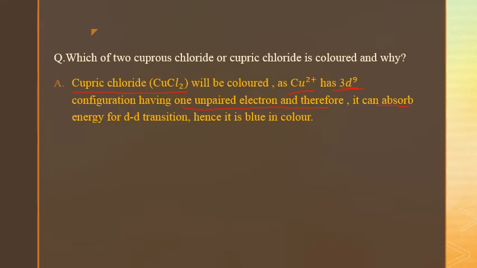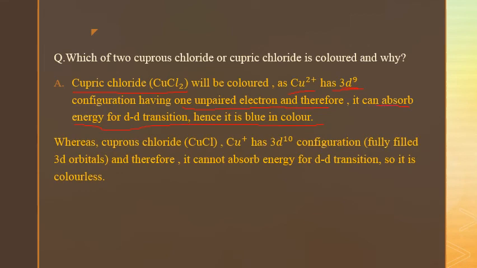it can absorb energy for d-d transition, hence it is blue in color. Because one unpaired electron is there for 3d9 electronic configuration, that one unpaired electron will show d-d transition, and due to the d-d transition, due to the presence of that one unpaired electron in Cu2+, cupric chloride CuCl2 will be blue in color.